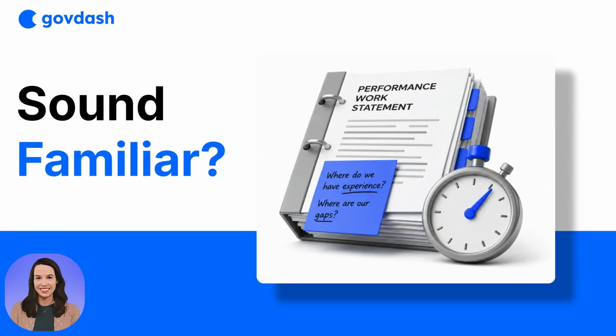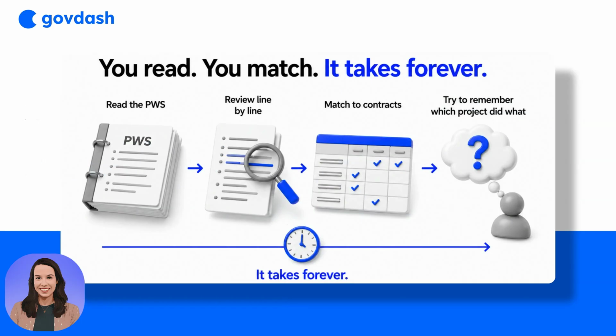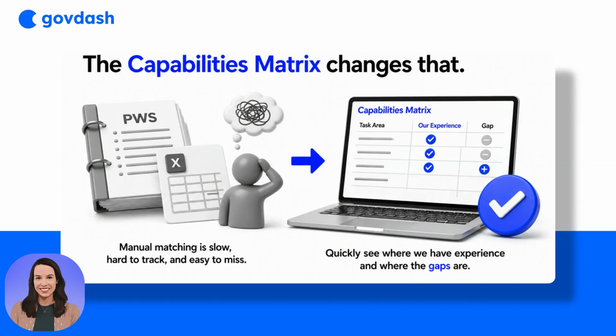Okay, now let me show you one of the most powerful features in Capture, the capabilities matrix and gap analysis. If you've ever had your boss hand you a performance work statement and say, I need you to go through this and tell me where we have experience and where we have gaps, you know how long that takes. You're reading through the PWS line by line, matching each task area to contracts in your head or in a spreadsheet, trying to remember which project did what, and it takes forever. And then it goes stale the minute your strategy shifts or new information comes in. Let me show you how GovDash does this in minutes.